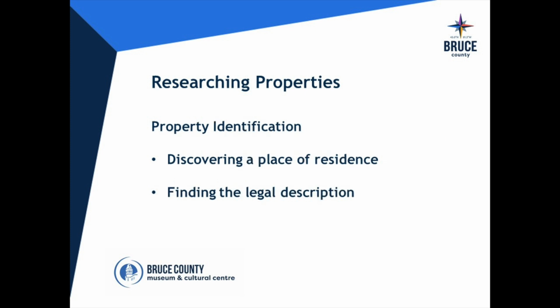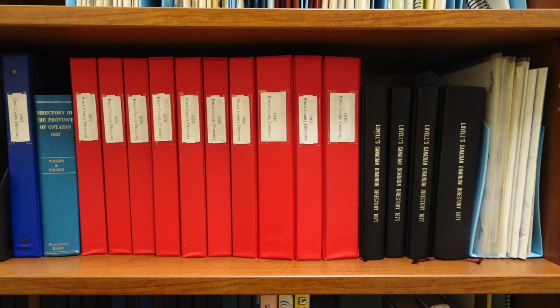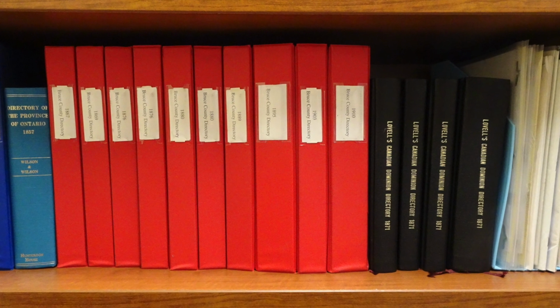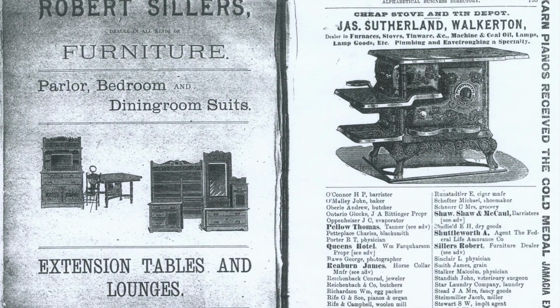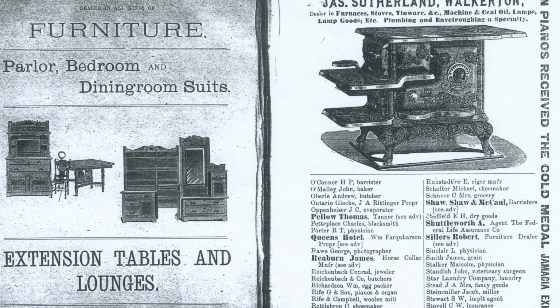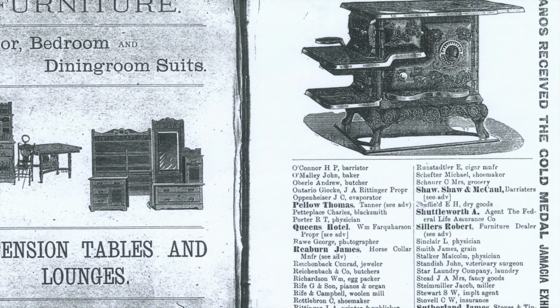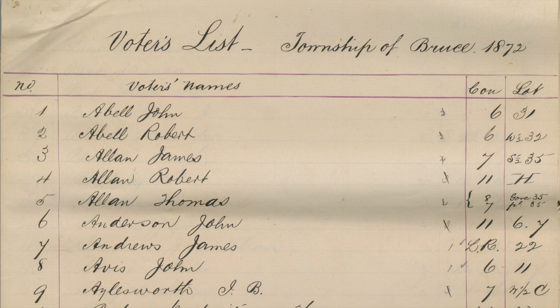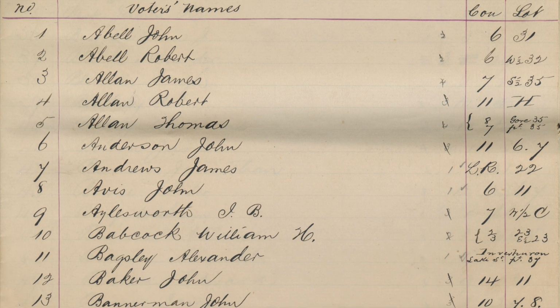You'll first need to identify the property you wish to explore, ideally by its legal description. This may involve a few steps. First, if you want to discover where a person resided in Bruce County and for how long, we have several resources which may assist. Directories will provide lot and concession for rural properties, as in this 1895 directory. For town residents, the listings generally only state the name and profession, and in some cases a street name. Early voters lists give similar information.